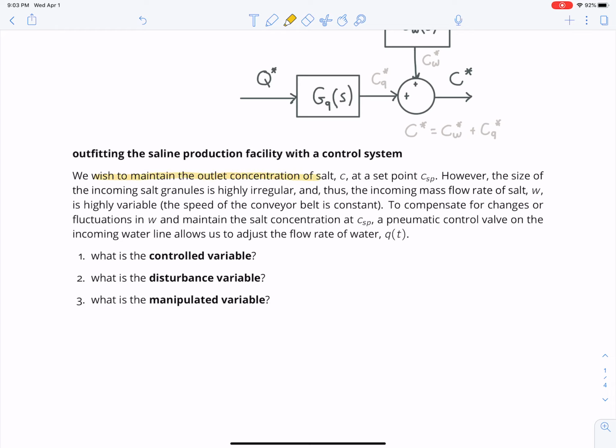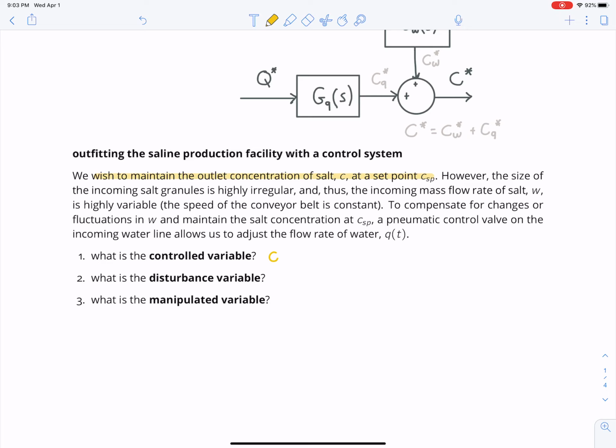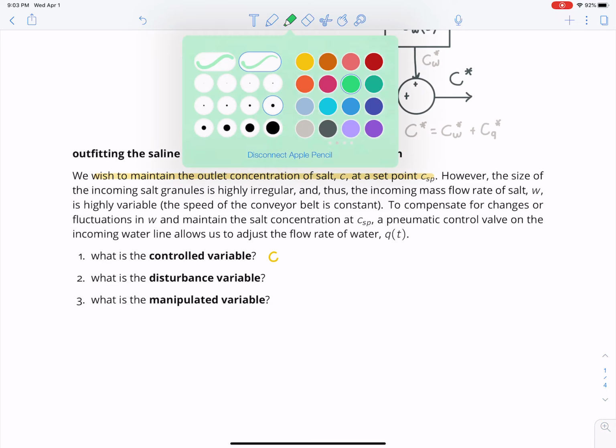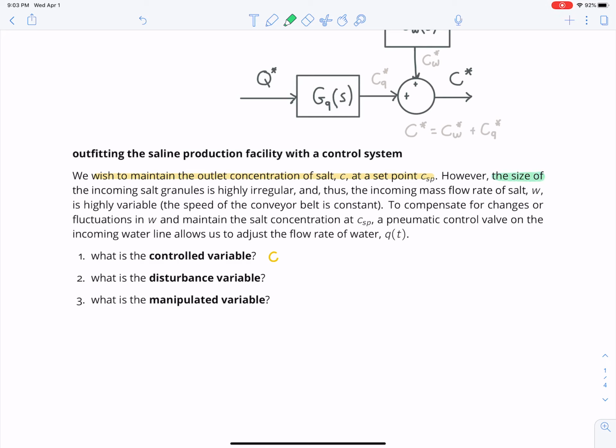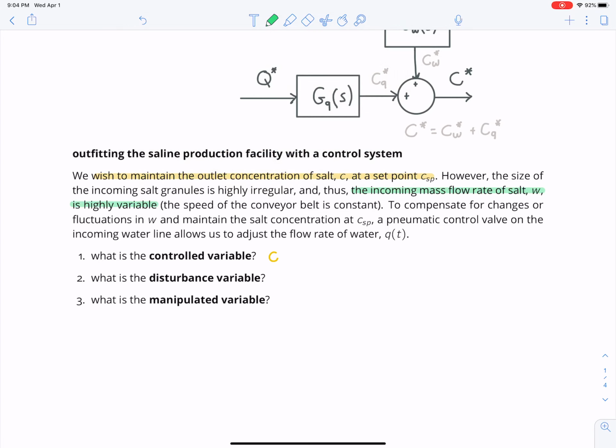So we wish to maintain the outlet concentration at the set point. That tells us that it is a controlled variable. So I'll highlight this. So the controlled variable must be C because we seek to maintain it at a set point. However, the size of the incoming salt granules is highly irregular, and the incoming mass flow rate of salt W is highly variable. So in fact, we can highlight this. Incoming mass flow rate of salt W is highly variable, and that alone tells us the disturbance variable is W.